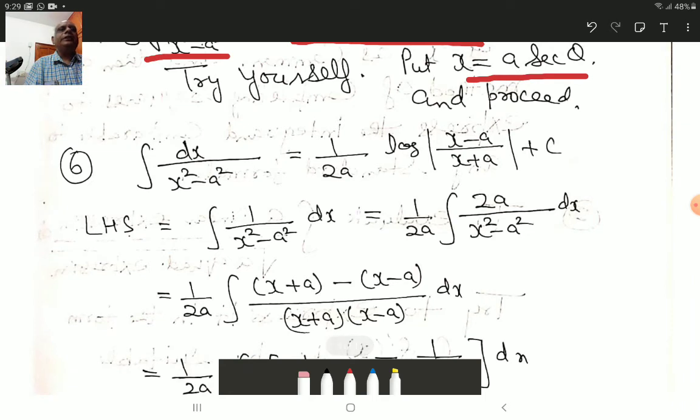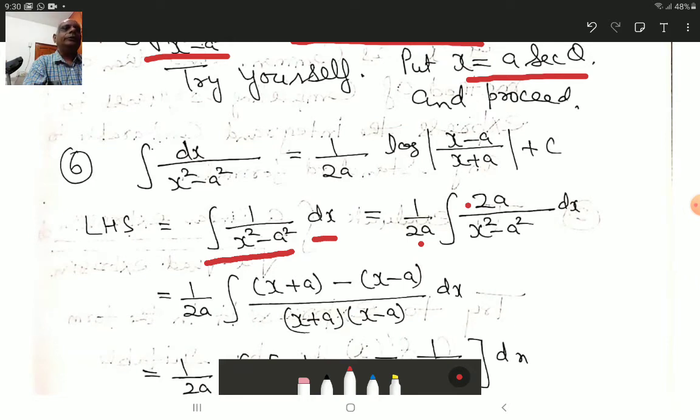Integration of dx upon x square minus a square. There is no square root sign and its answer is 1 by 2a log of modulus of x minus a upon x plus a plus c. Let's see how to prove it. Left hand side is integration of 1 upon x square minus a square dx. Here you should multiply and divide by 2a. I would like to resolve it into its partial fractions.